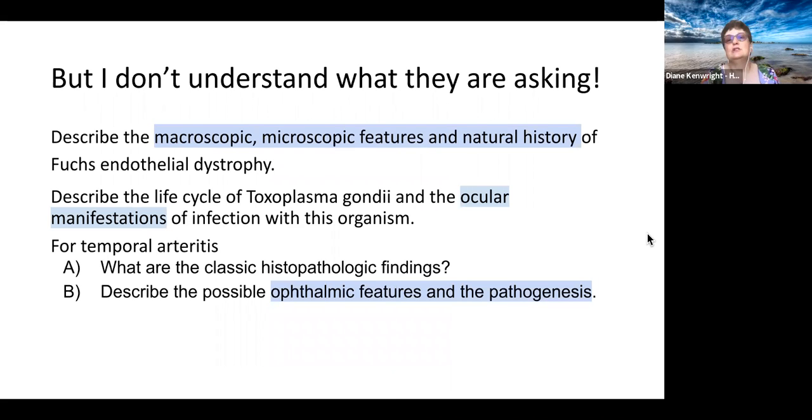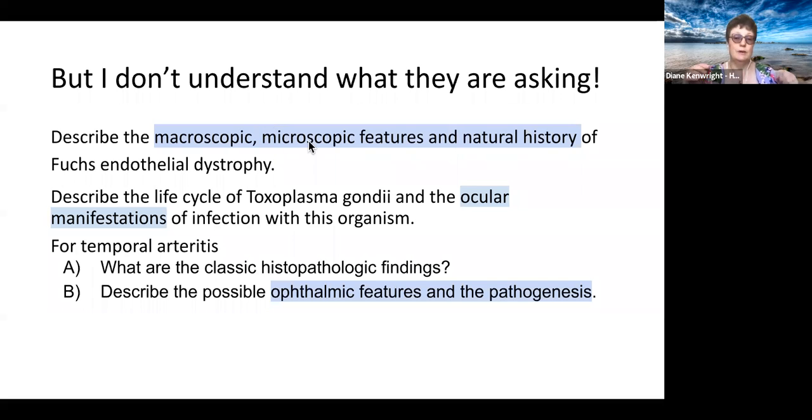Right, but I don't understand what they're asking. Okay, so you have to understand what they're asking. So here are some questions. What do they mean by the macroscopic features? When they say the macroscopic features, they often in pathology mean what you can see clinically. The macroscopic features of basal cell carcinoma are two common kinds, you might say. It can either present as a pearly nodule with a central umbilication, or as a diffuse scaly patch on the eyelid. So there's a variety of macroscopic features, but it's what you see with your eyes.